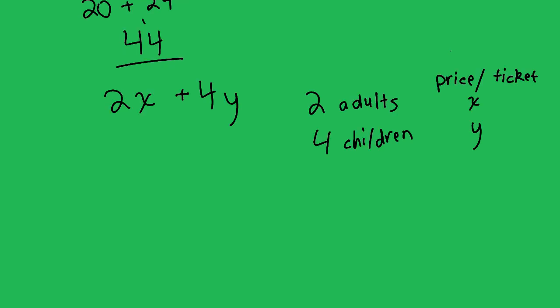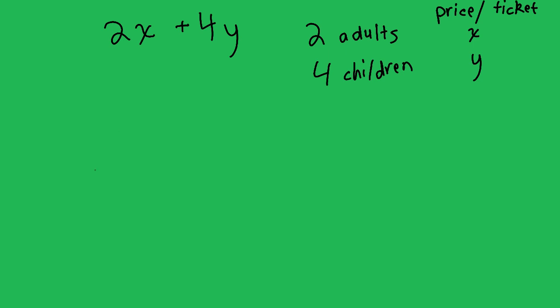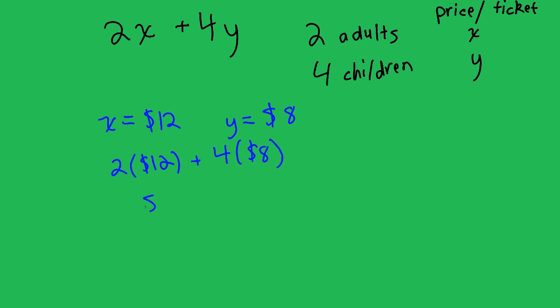So let's say instead of x equals 10 and y equals 6, which is what we had, we could say x equals $12 and y equals $8. Then simply we'd plug those values in. So 2 times $12 plus 4 times $8. 2 times $12 is $24, plus 4 times $8 is $32. 24 plus 32 is $56. So that's how much the family would pay in that situation.